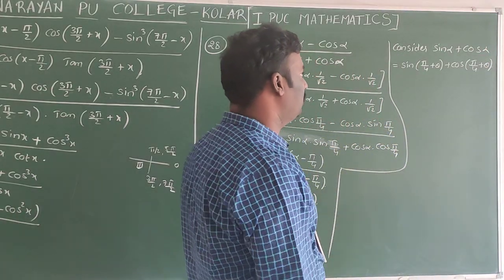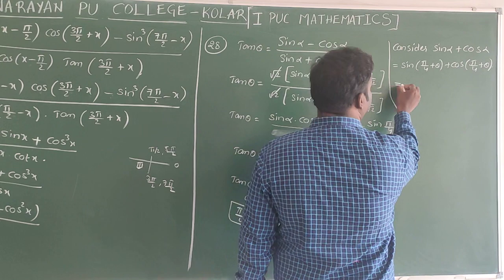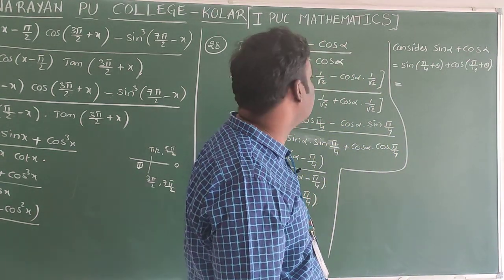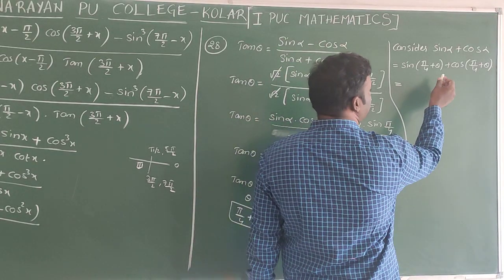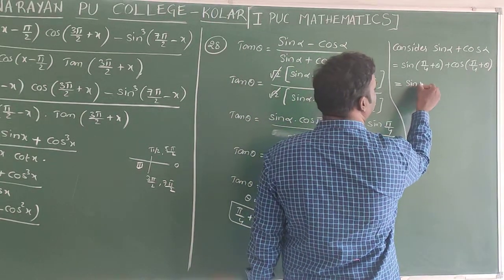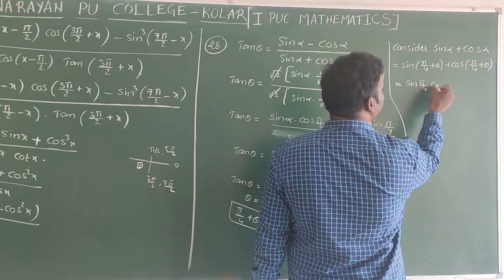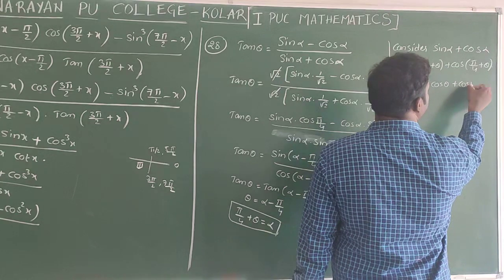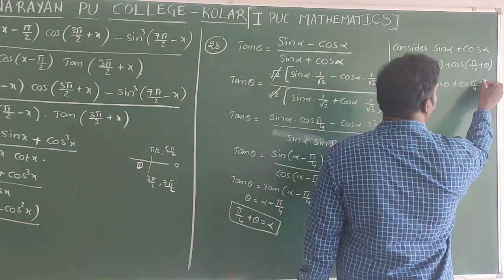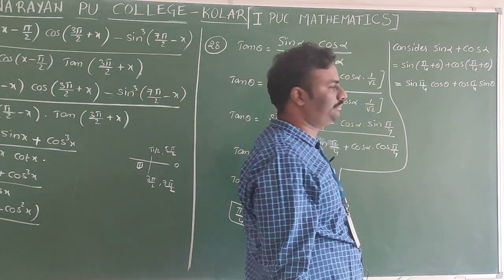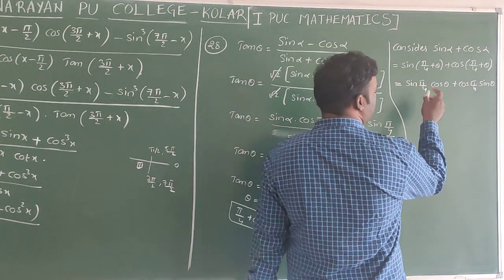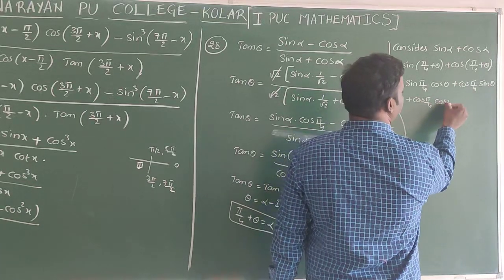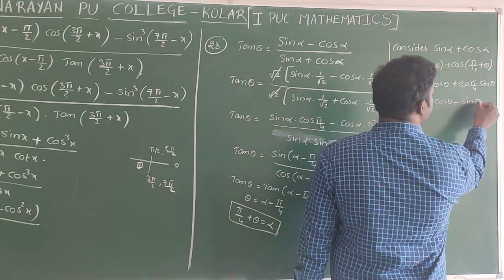Okay. Now if you simplify, it can be written as sin A cos B plus cos A sin B, that is nothing but sin pi by 4 cos theta plus cos pi by 4 sin theta. Next, this is cos of A plus B, cos A cos B minus sin A sin B.